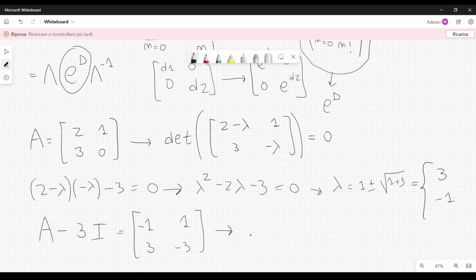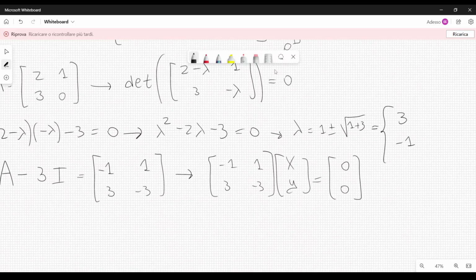And how do I find the space of the eigenvectors associated with the eigenvalue equal to 3? I simply consider this same matrix, minus 1, 1, 3, minus 3, and then I multiply it by a vector (x, y), and I set it equal to the null vector, (0, 0), the 0 vector.